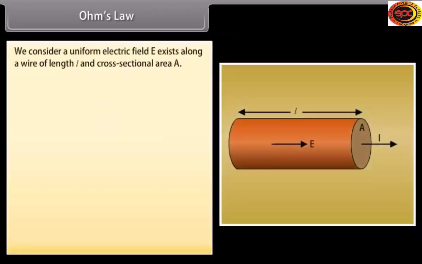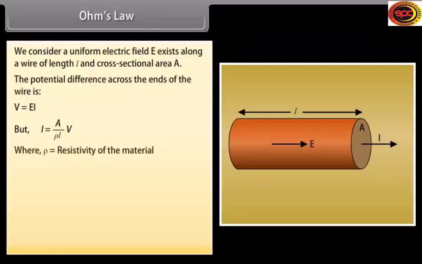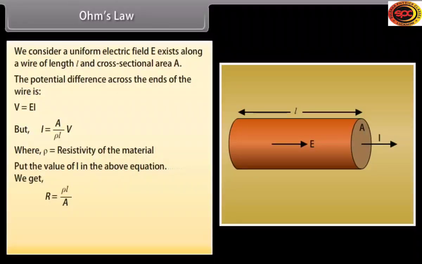We consider a uniform electric field E existing along a wire of length L and cross-sectional area A. The potential difference across the ends of the wire is given by V is equal to EL, but I is equal to A upon rho L multiplied by V, where rho is the resistivity of the material. Put the value of I in the above equation. We get the value of resistance, which is equal to rho L upon A.